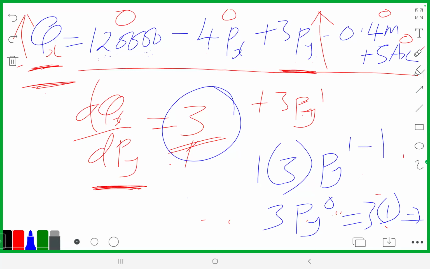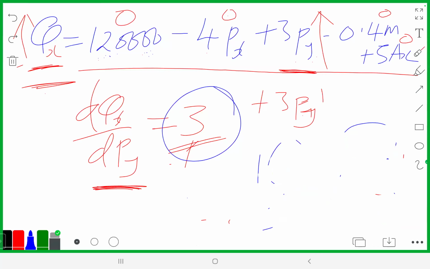So 3py to the power 1, and then down here you've written 3py to the power 0. Yeah, that's 0, because 1 minus 1 here would be 0. Okay. And anything to the power 0 is 1. You got it? Yeah. Okay. All right, then we can move on to the next question.